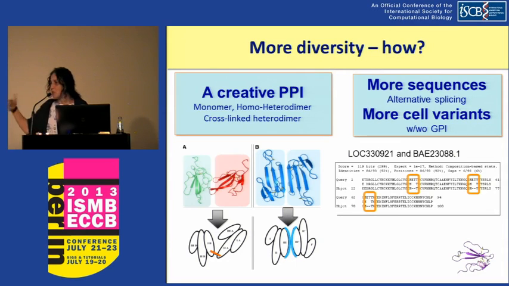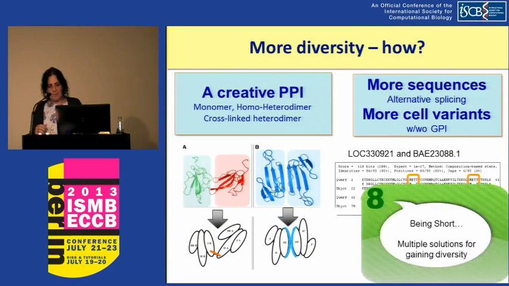So this is just to show how diverse the family is in solution. That's exactly the message: being short allows you to use multiple solutions for gaining diversity. It's a big statement, but I think I showed you a few examples to support it.